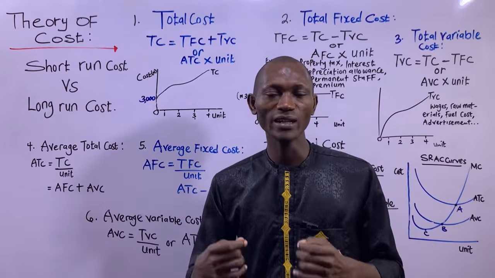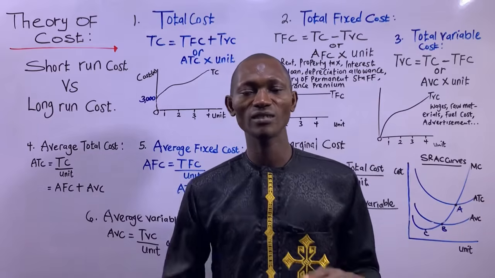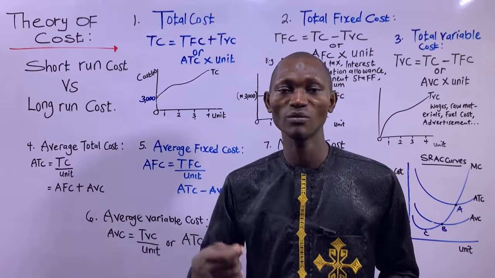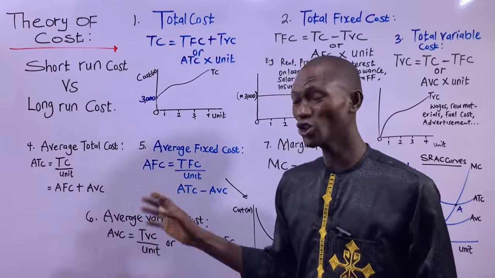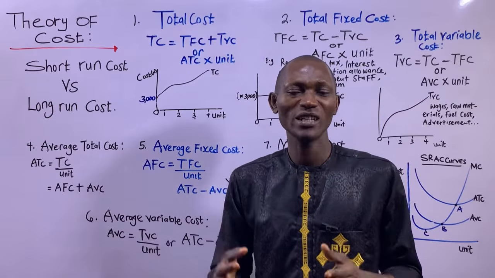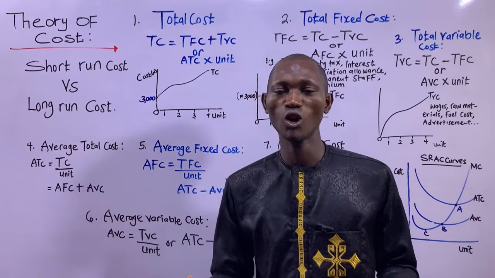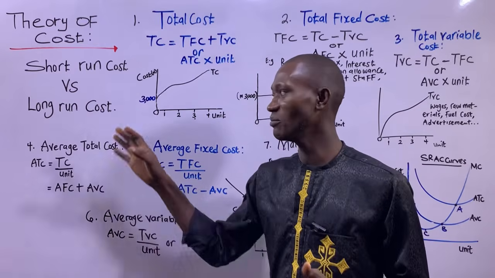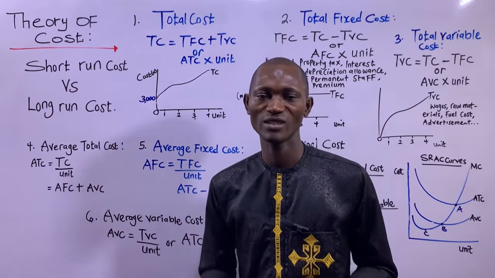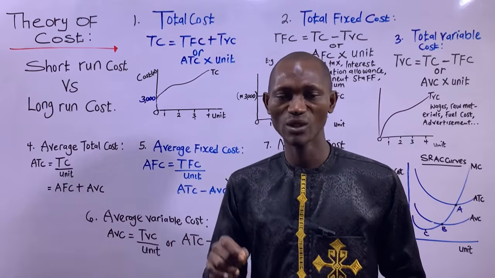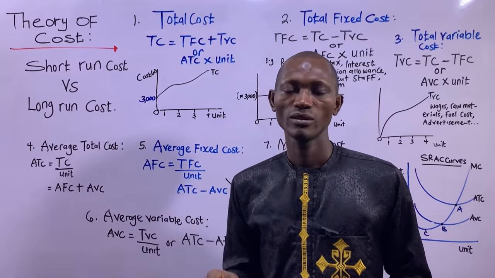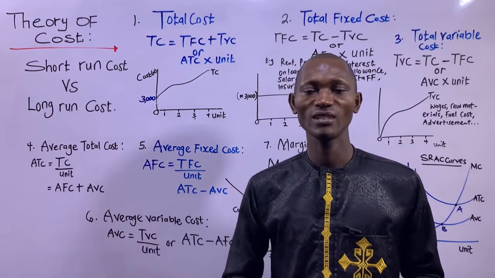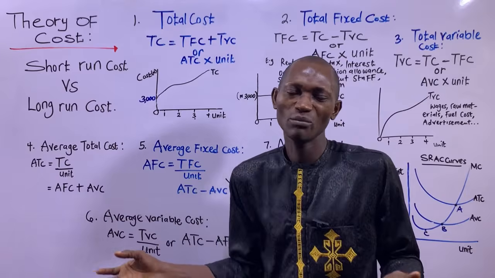So in the short run, at least a factor is considered fixed. And since a factor is considered fixed, the cost incurred on such a factor will also be considered fixed. So in the short run, a firm's expansion is often limited or constrained by a factor. What it simply means, in terms of cost, is that when a business is just starting, at least a factor is considered fixed, and the cost incurred on such a factor is considered fixed.